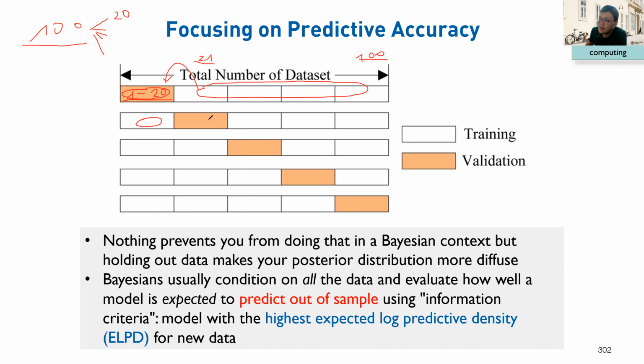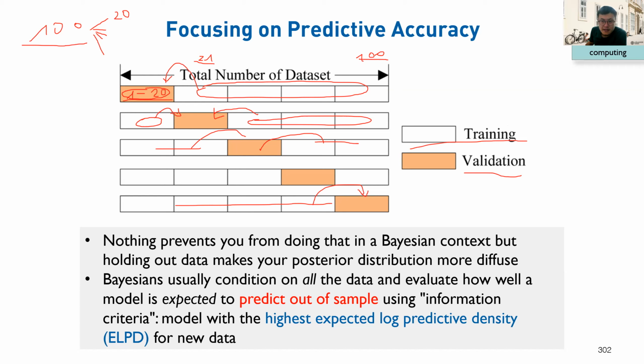And we can then repeat this procedure. We use the data here together with here to predict this second part. Then we use the data here and here to predict that, and so on and so forth. Lastly, we use this one to predict that. This is called cross-validation. The white part is called the training set or estimation set, and the other part is called the prediction set or validation set.